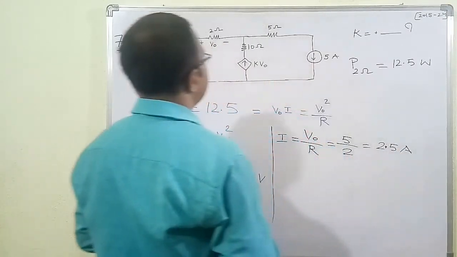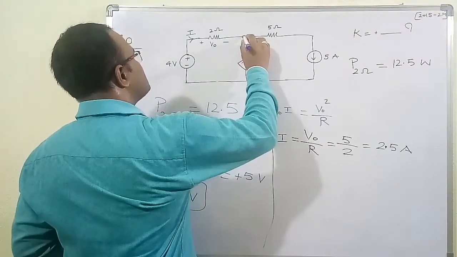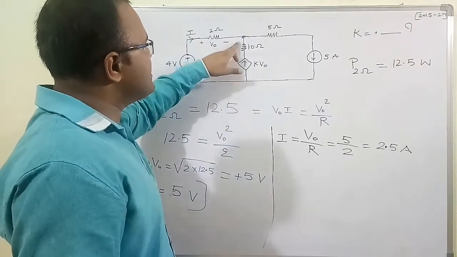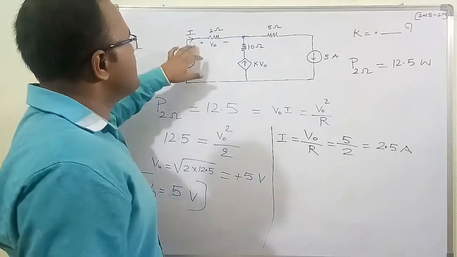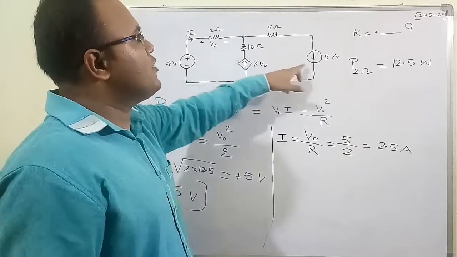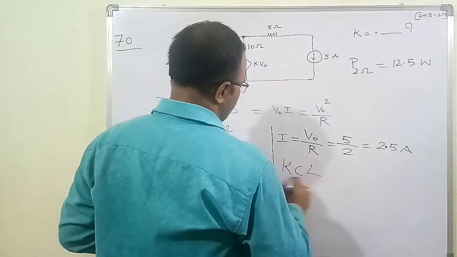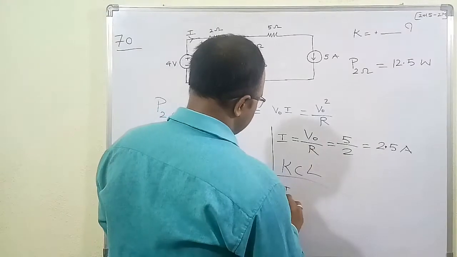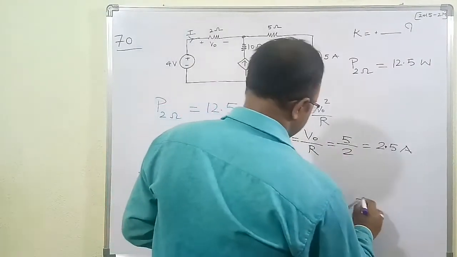By KCL at this node, the sum of incoming currents is equal to the sum of outgoing currents. There are two currents coming into the junction and only one current traveling out of the junction. The incoming currents are I ampere and K into V0 ampere, and the outgoing current is 5 ampere. So by KCL, I plus K V0 is equal to 5 ampere.